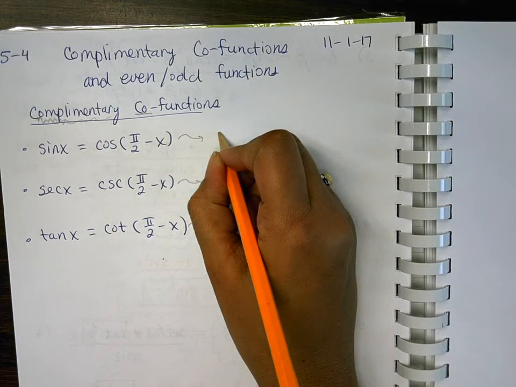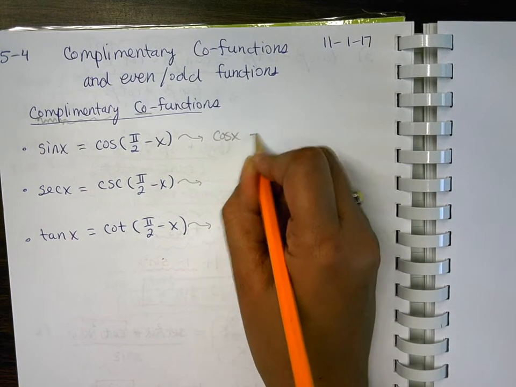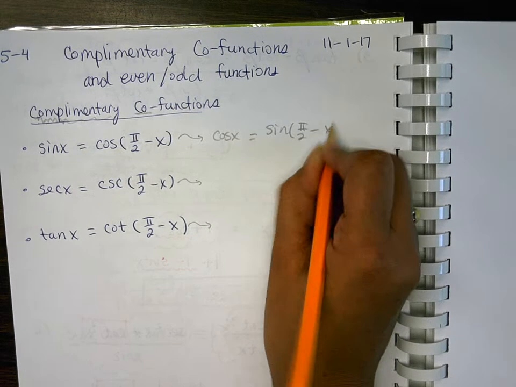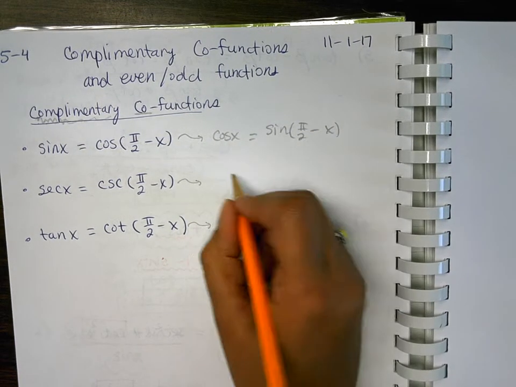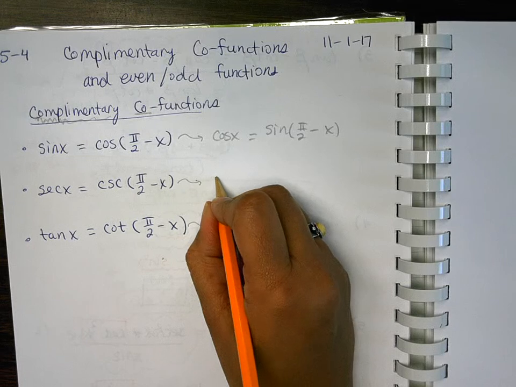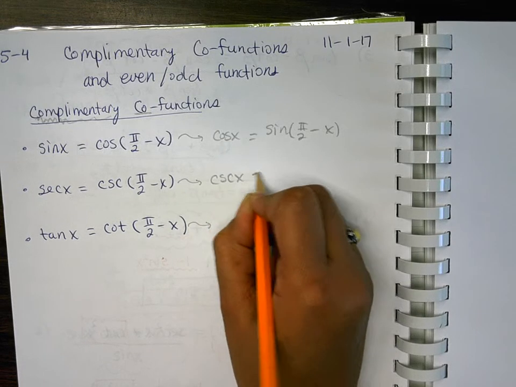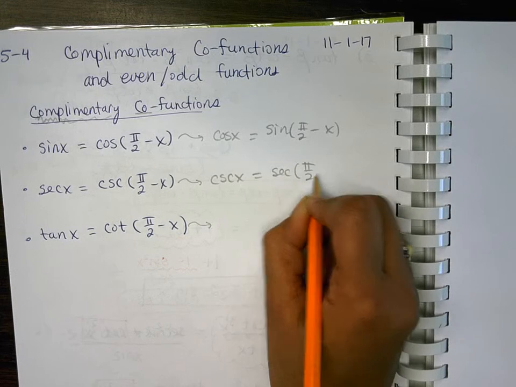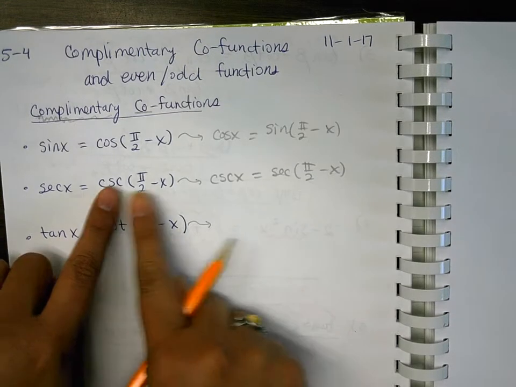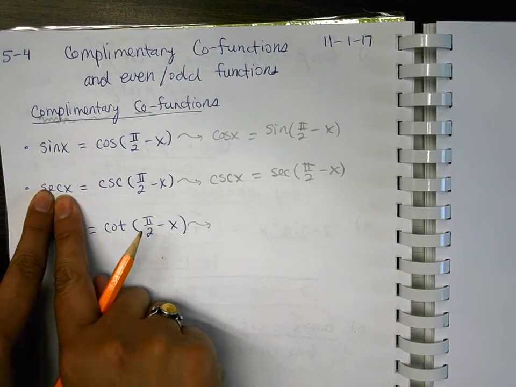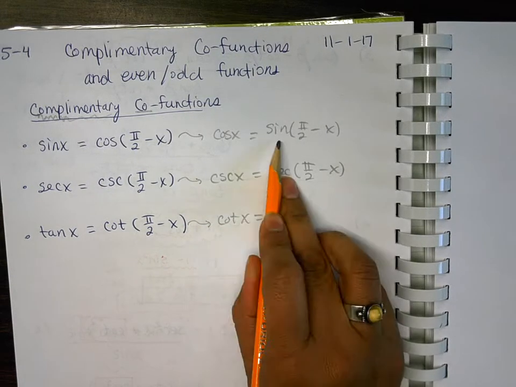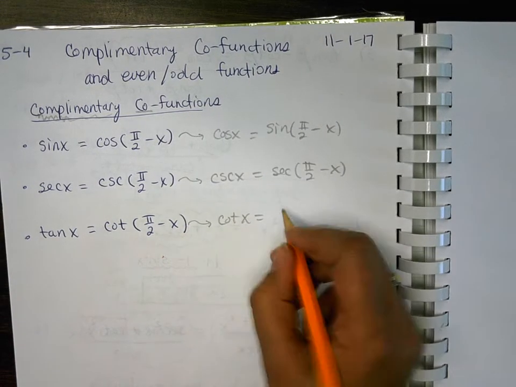So this could be written as cosine x, and you would say, oh, sine of pi over 2 minus x. It doesn't matter which one comes first. So this would be cosecant x equals secant of pi over 2 minus x. I'm just changing the order, so I'm calling this one x and this one pi over 2 minus x. So it doesn't matter? No. As long as they're complementary cofunctions, which these are.